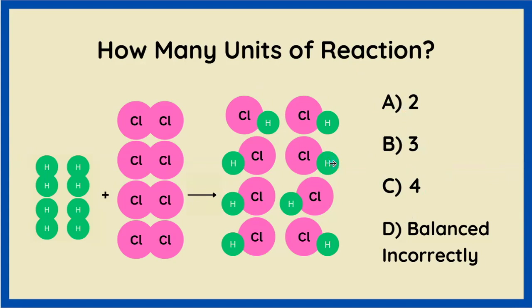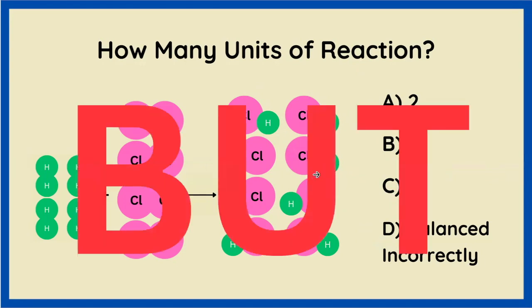How many units of reaction do we see here? 2, 3, or 4? Or is this not even correctly balanced in the first place? But hold on a second. What exactly is a unit of reaction?